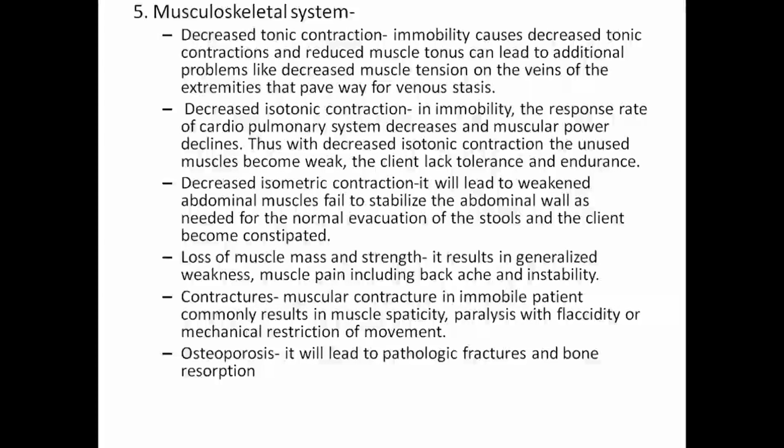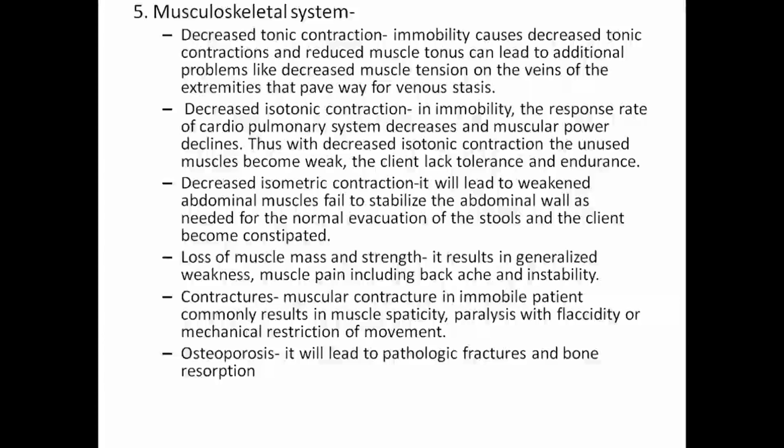Musculoskeletal system: decreased tonic contraction. Immobility causes decreased tonic contraction, and reduced muscle tonus can lead to additional problems like decreased muscle tension on the veins of the extremity that paves the way for venous stasis. Decreased isotonic contraction: in immobility, the response rate of the cardiopulmonary system decreases and muscular power declines. Thus, with the decreased isotonic contraction, the unused muscles become weak, and the client lacks tolerance and endurance.